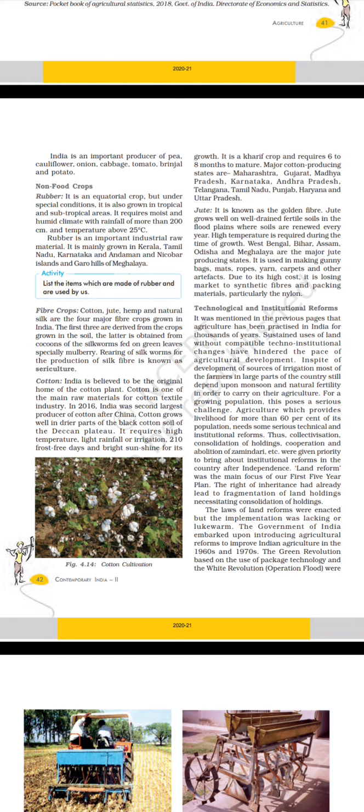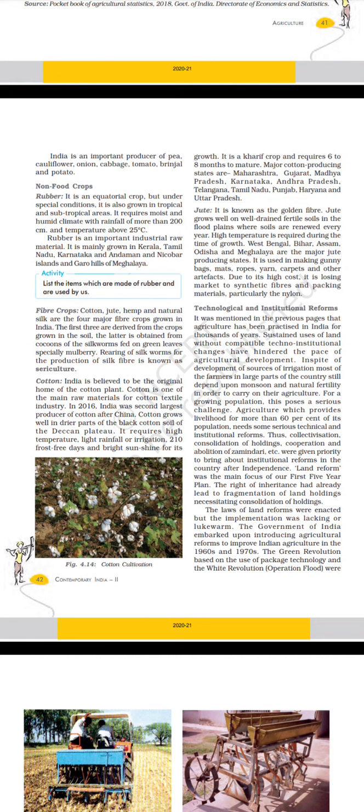Fiber crops. Cotton, jute, hemp, and natural silk are the four major fiber crops grown in India. The first three are derived from the crops grown in the soil. The latter is obtained from cocoons of the silkworms fed on green leaves, especially mulberry. Rearing of silkworms for the production of silk fiber is known as sericulture.